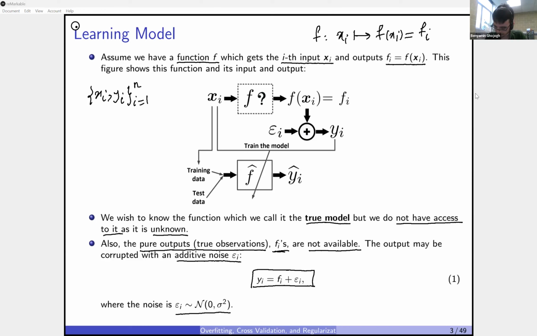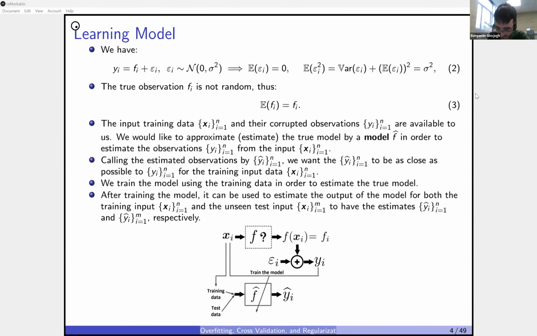Now we have yi equals fi plus epsilon i, as we also see in this figure. So fi plus some epsilon i gives us yi. And this epsilon i also is distributed Gaussian with mean 0 and variance sigma squared. So its mean, so its expectation is 0 because its mean is 0, right? What about its second moment? So this is the first moment of epsilon i. This is the second moment of epsilon i.